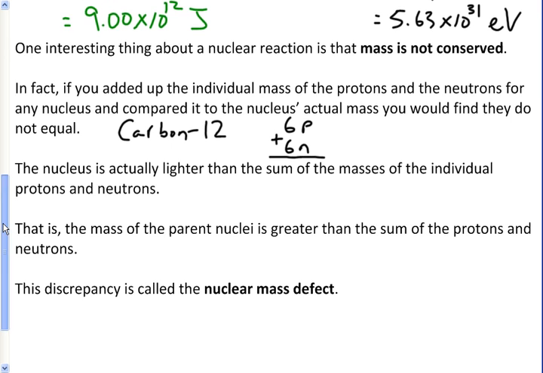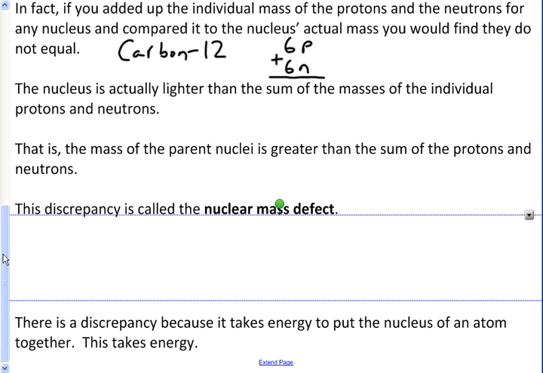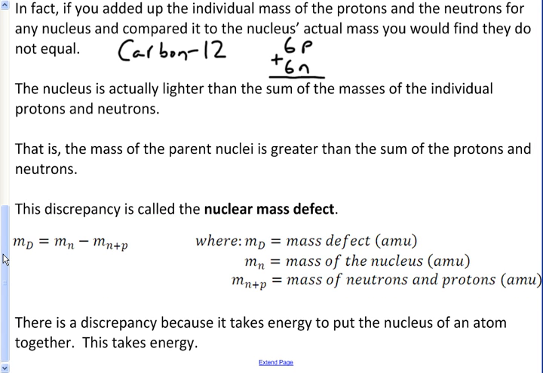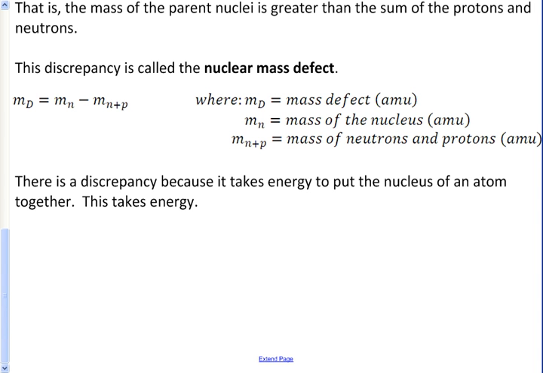So what we say there is that the mass of the parent nucleus is less than the sum of the protons and the neutrons together. And we call this discrepancy the mass defect. We recognize that there's a defect with the sum of the parent nucleus versus the sum of the individual components of that nucleus.